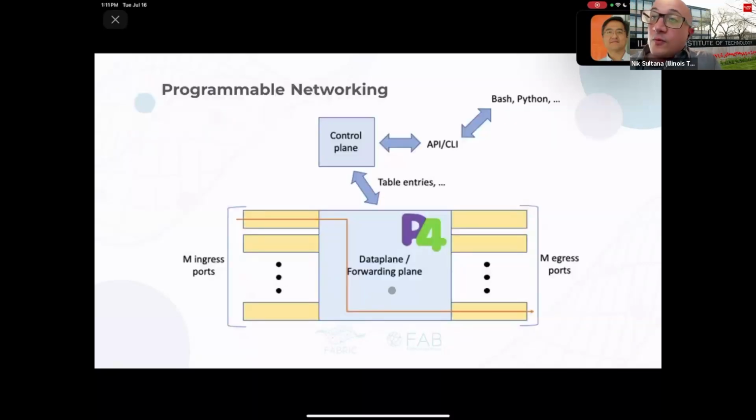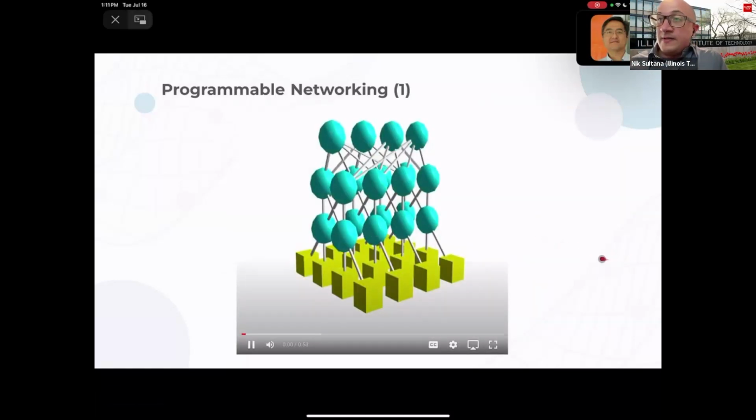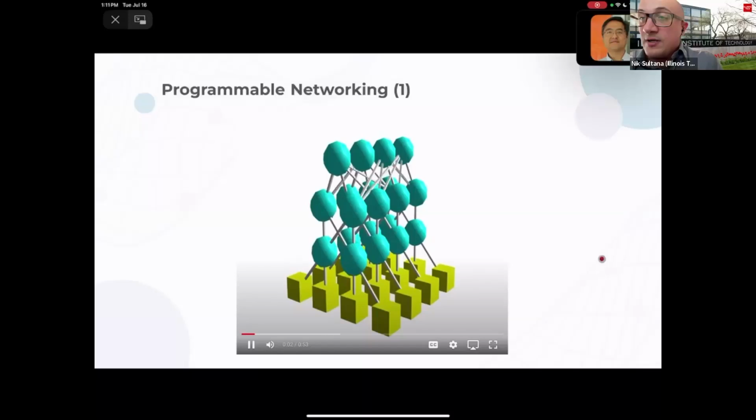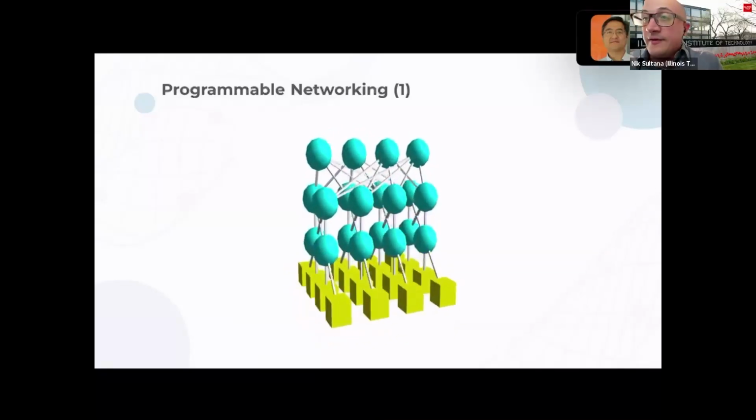So the way P4 works is that it allows you to embed a program inside this data plane or forwarding plane. And you can then interface with this program within the switch or remotely in order to influence how it behaves. But this program will be executed on every single packet that crosses the data plane. Okay, so now with the same hardware, we can reprogram it to work in very different ways.